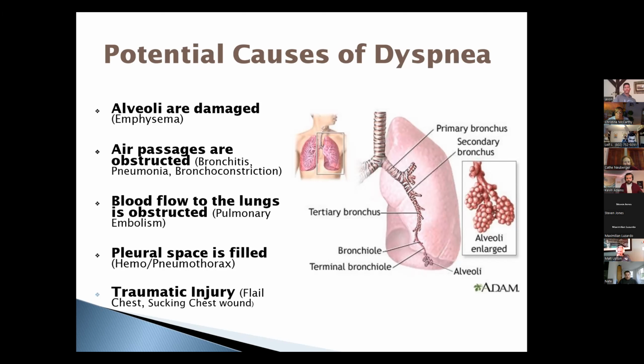And a lot of times that goes along with a traumatic injury. So a chest injury that could lead to lung damage, essentially. So whether it's a flail chest, which is a bunch of broken bones, or if it's a penetrating wound that allows air into the chest cavity.